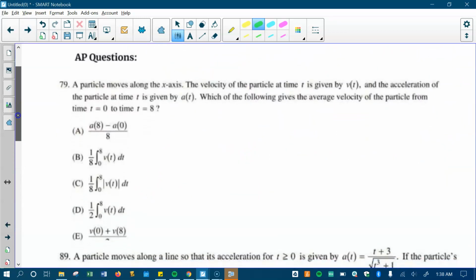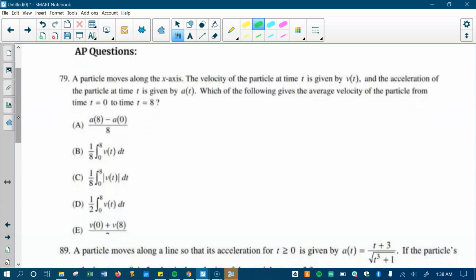Alright, so let's see. A particle moves along the x-axis. The velocity of the particle at time t is given by v of t and the acceleration of the particle, okay? Which of the following gives the average velocity of the particle from time t equals 0 to t equals 8? So we want the average velocity, we want the average rate of change.